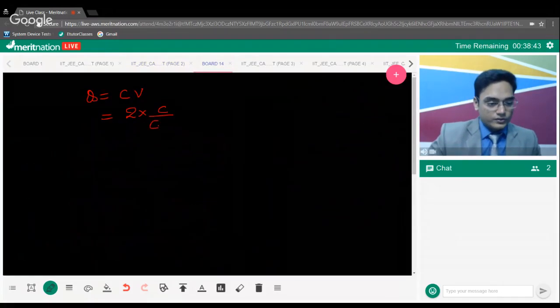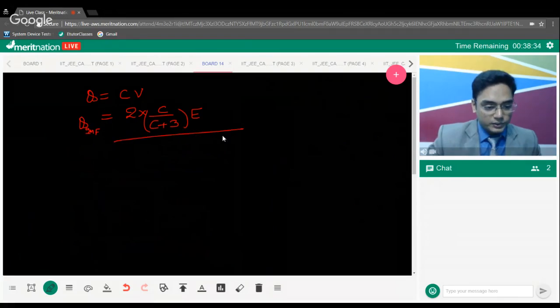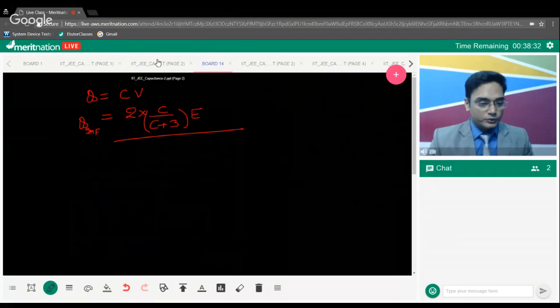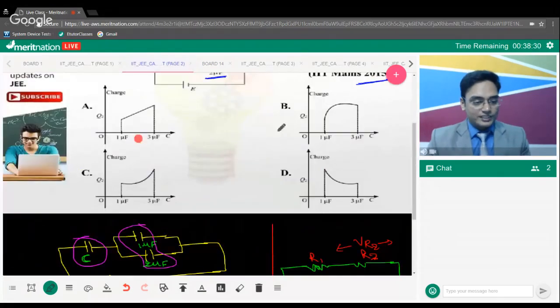C upon C plus 3 into E. So this is the expression for charge on the 2 microfarad capacitor. But the question is, we have to check which one is correct. There are 4 options, we have to check now.